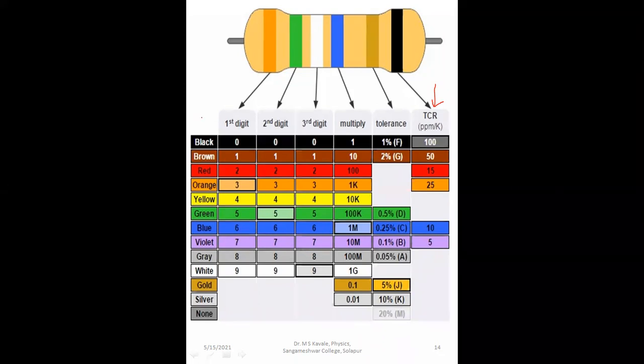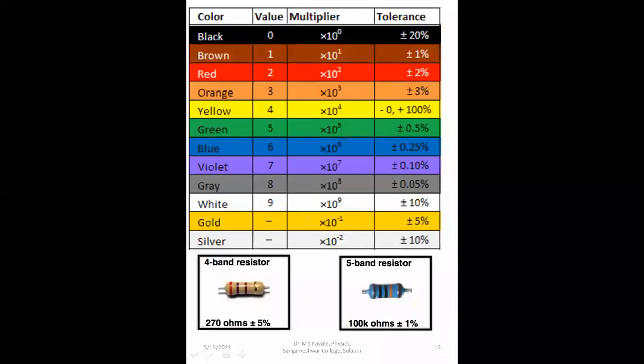Just you have to remember BB ROY, Great Britain, Very Good Wife. That is black, brown, red, orange, yellow, green, blue, violet, gray, and the last one is white. So once again, the same, BBROY, then GBVGW. So black, obviously 0, 10 raised to 0, brown 1, red 2, orange 3, and so on.